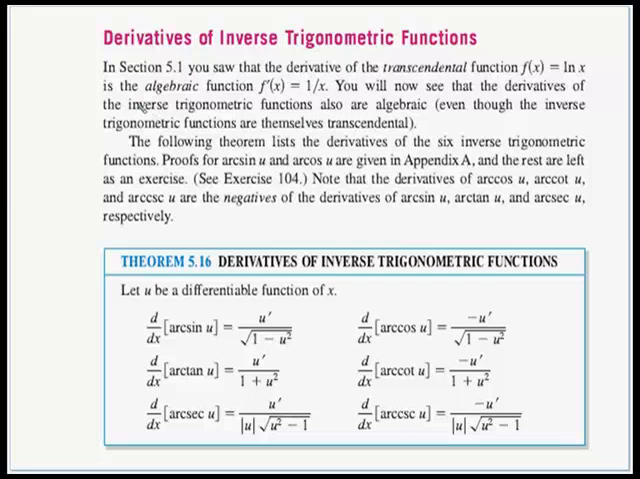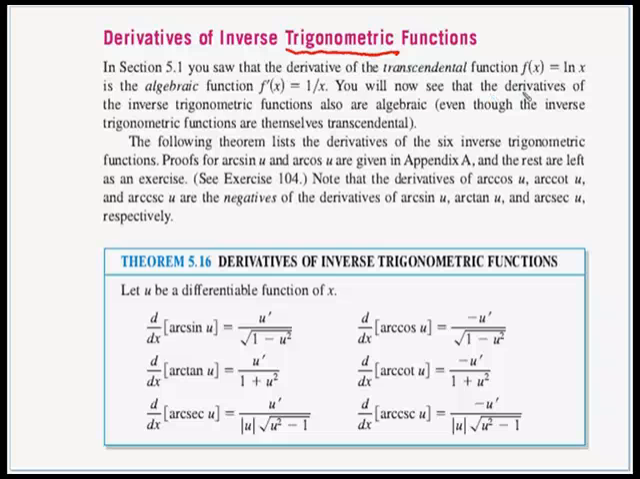The next little bit, we're going to talk about the derivatives of the inverse trig functions. Remember, we had sine and arcsine, and cosecant and arccosecant. So in section 5.1, you saw the derivative of a transcendental function. f of x is the natural log of x, and its derivative is an algebraic function. So we differentiated a transcendental and we got an algebraic, 1 over x.